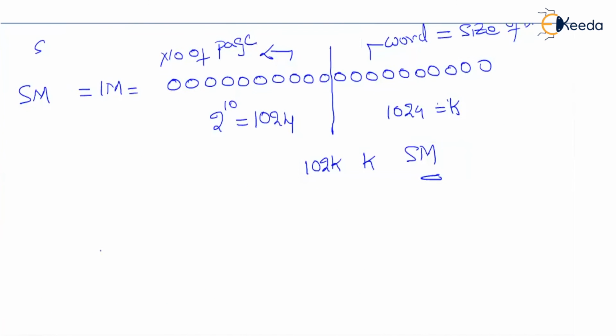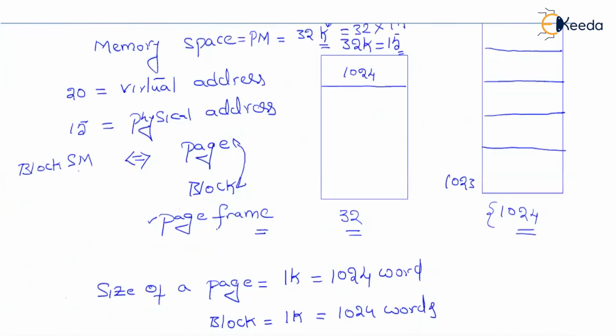Now the programmer is releasing a 20-digit address. This 20-digit address must be translated to a 15-digit address. Okay. Now, what is the page? A page is a block in the secondary memory. A block is a block in the main memory. What is the page frame? I will explain to you what the page frame is.